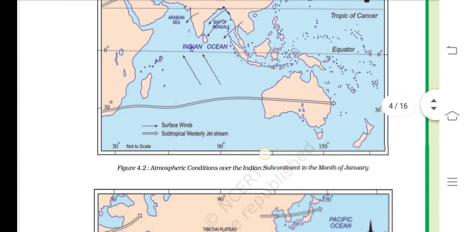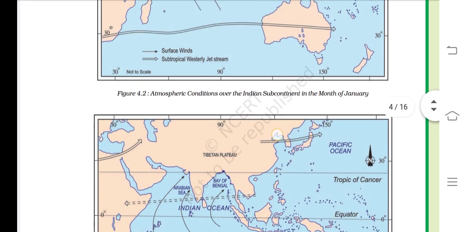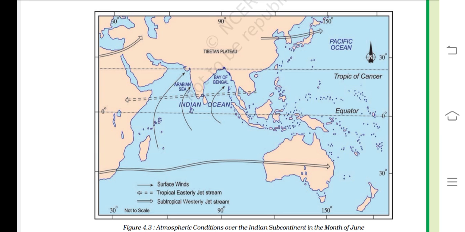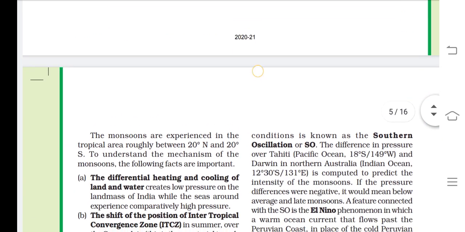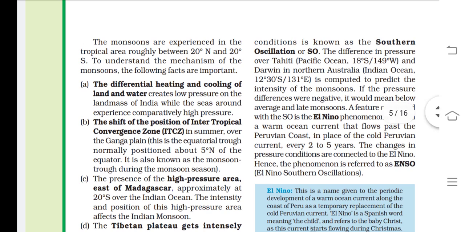So here we have the map with atmospheric conditions over the Indian subcontinent in the month of January. Then we have the lower map in the month of June, which is the hottest month. The monsoons are experienced in the tropical area roughly between 20° north and 20° south. So what is the phenomenon of this monsoon? It is experienced in the tropical areas between 20° north and 20° south.